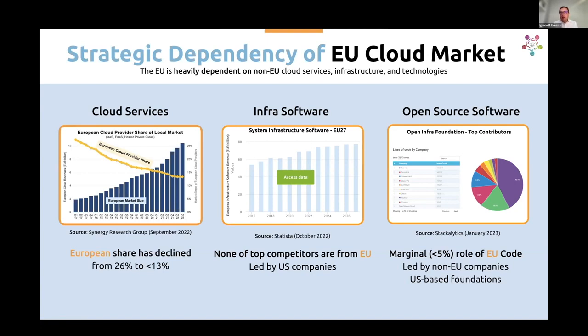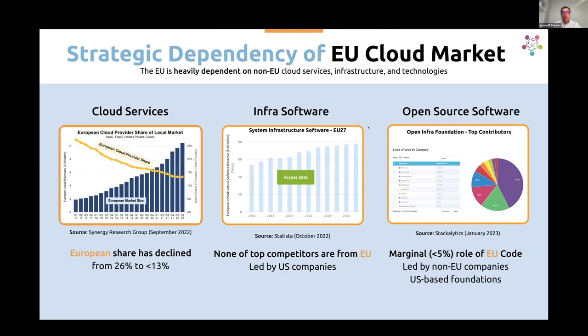So this is a big problem, because you see that cloud computing grows and is quite important for the European economy, but at the same time, the market share of European companies is decreasing. In the infrastructure software market, most of the top 10 competitors are US companies, and in open source, the contribution by EU companies is very low, marginal. Okay, this is the scenario.